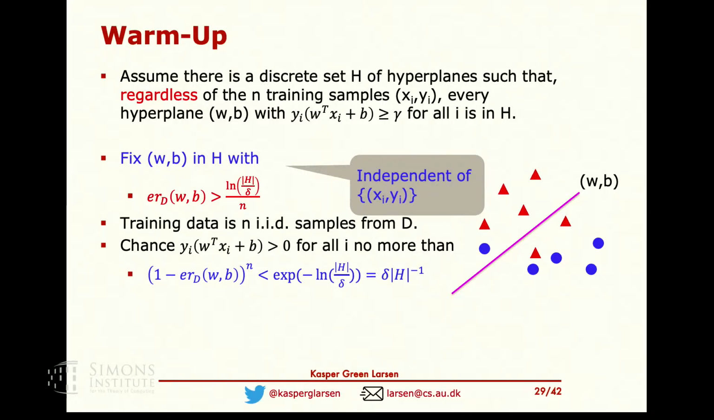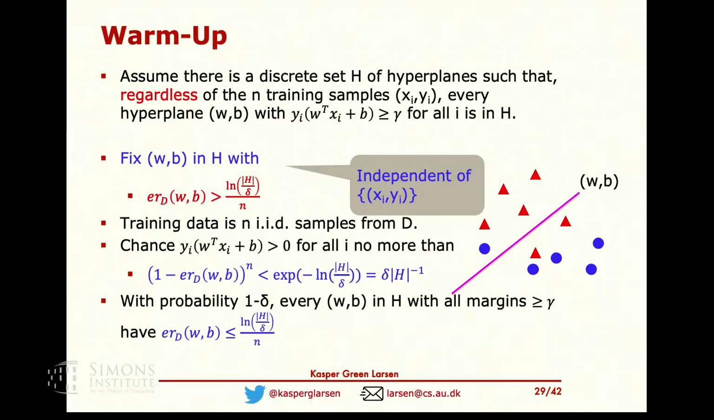So just by setting, if I have an error that's at least log of the size of H over delta divided by n, the chance that this single hyperplane makes no mistakes on any of the training data is at most delta over the size of H, right? And now I can just union bound over all of the hypotheses, all the hyperplanes in this discrete set. There's only size of H of them, so with probability 1 minus delta over a training data set, there will not even be a single hyperplane in H that both has a large error and all the margins are large, right?